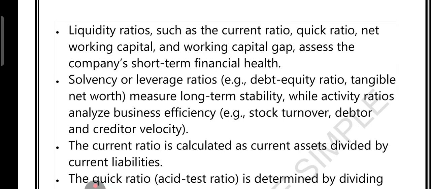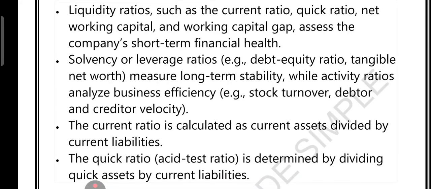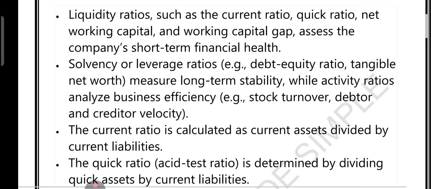So there are some ratios which assess a bank's financial strength. The first ratio is called the liquidity ratio. It shows the short-term strength. Then we have the current ratio, which is current asset divided by current liability. Then we have the quick ratio, quick asset upon current liability. And net working capital, which is current asset minus current liability.